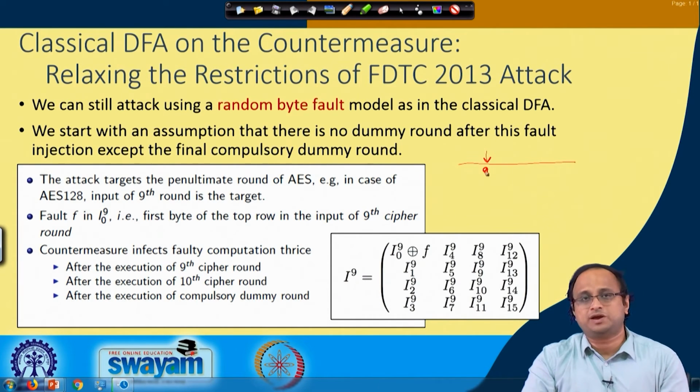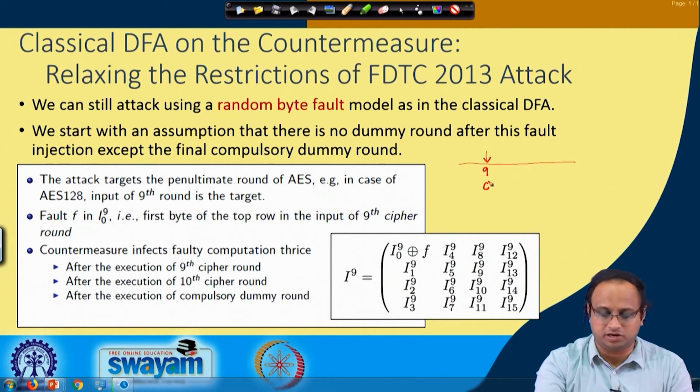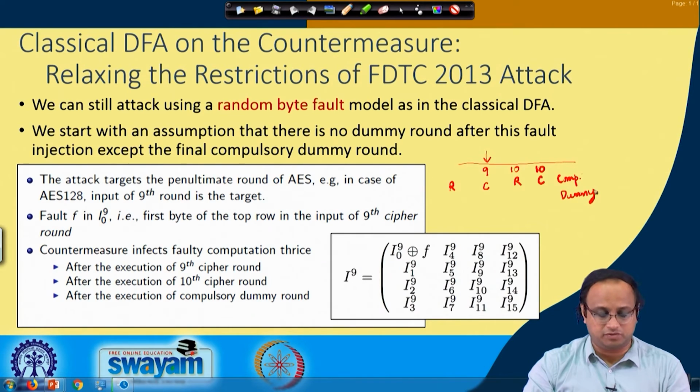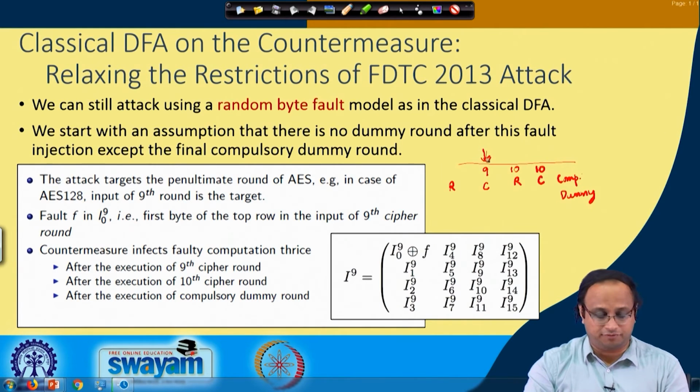That is where I would like to induce the fault, but what may happen is that since you are doing a cipher operation here, there is a previous redundant round which has already taken place. After this, there will again be a redundant 10th round operation, followed by the final 10th round cipher, and here there is a compulsory dummy round. So this is the compulsory dummy round which takes place. Therefore, if you are able to induce the fault at this position, the countermeasure will lead to an infective infection in the computation in 3 locations.